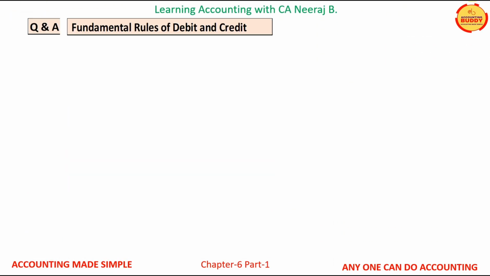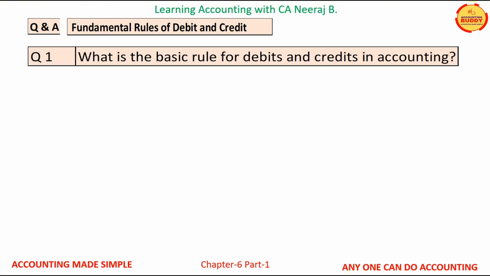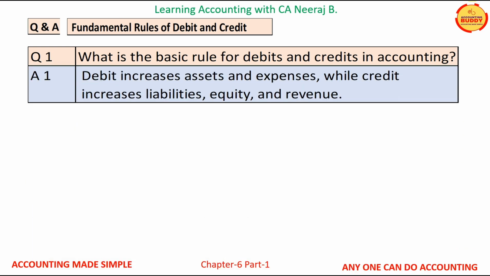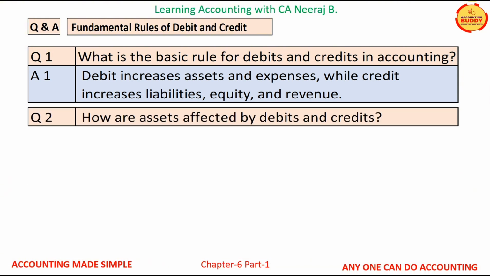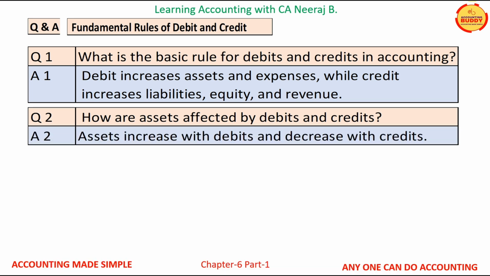In this section, we will discuss questions and answers related to fundamental rules of debit and credit. Question number 1 is, what is the basic rule of debits and credits in accounting? The answer is, debit increases assets and expenses, while credit increases liabilities, equity and revenue. Question number 2, how are assets affected by debits and credits? The answer is assets increase with debits and decrease with credits.